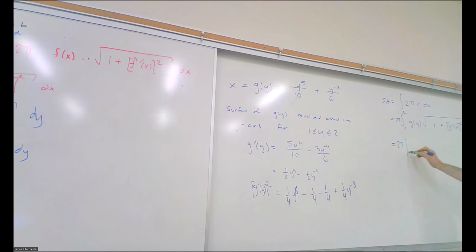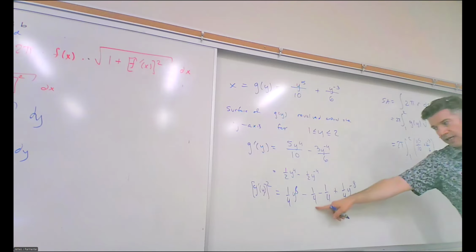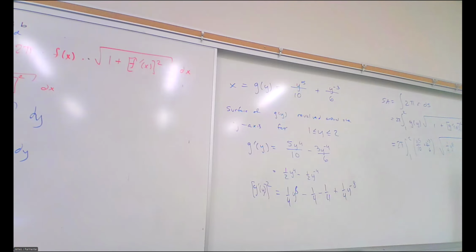It's going to be 2 pi integral from 1 to 2 of g of y, which is y to the 5th over 10 plus y to the negative 3rd over 6, times the square root of, if we add 1 to that, 1/4 y to the 8th, and 1 plus negative 1/4 plus negative 1/4 is 1 minus 1/2, which is positive 1/2. And then you still have the rest, which is the 1/4 y to the negative 8th.